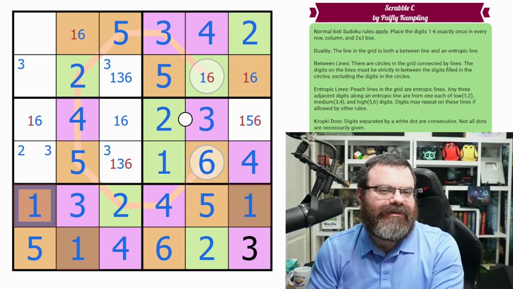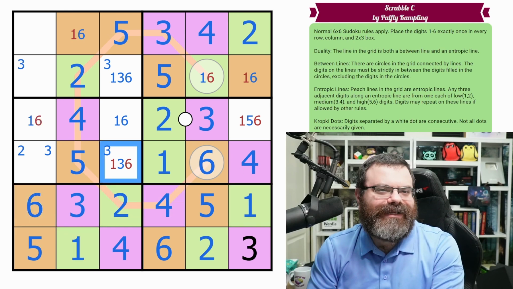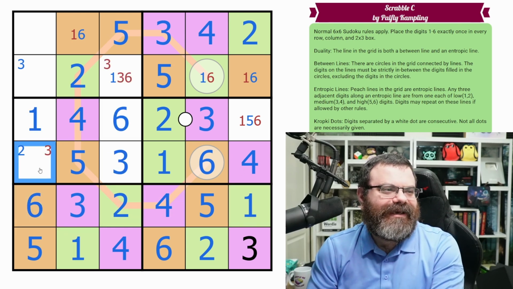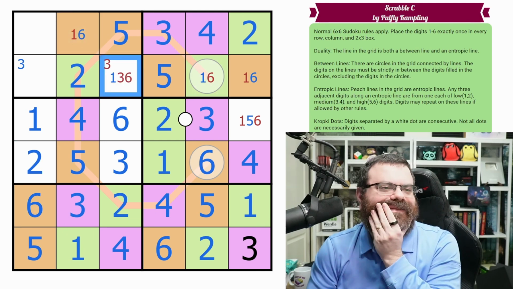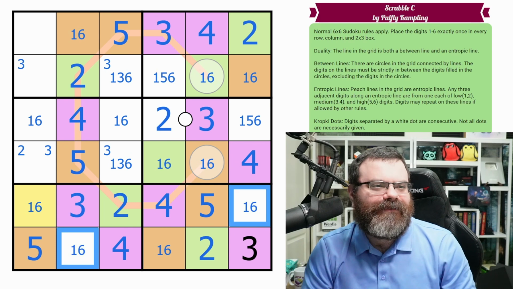Oh, so this should have been orange. Hope I did this right. All right, so that's 3, that's 1, that's 6. That's our 2, that's our 1 and our 6. Oh no, I have to go back. I messed up my coloring somewhere.